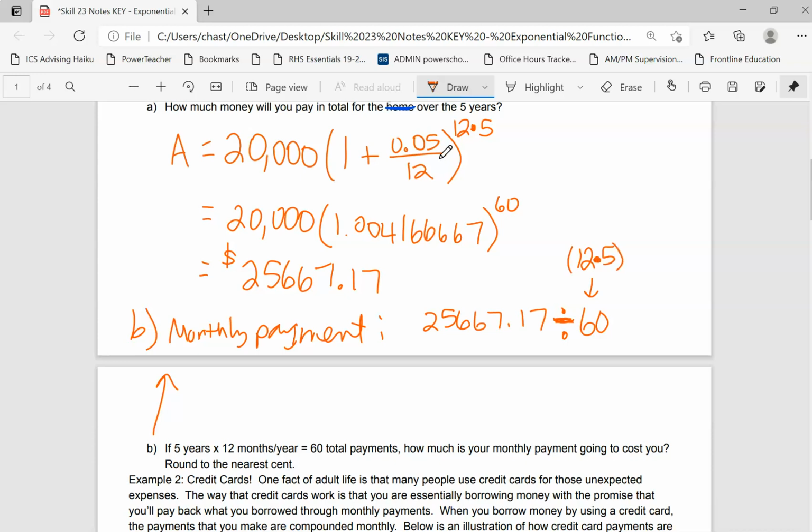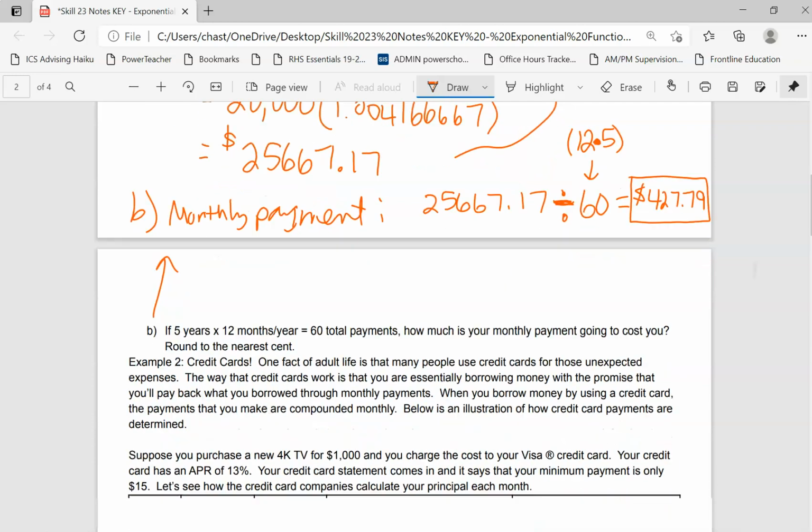So I'm putting that up here to remind you of that. And so now I'm going to take this value and divide it by 60, and I'm going to get 427.79 when rounded. That sounds about right for a brand new car. Of course, the interest rate is 5%, so that might be a little on the high end. You can always negotiate smaller rates, or you can ask to pay over more time, depending on what your credit rating is. All right, but that's how we calculate monthly payment based on the total amount.